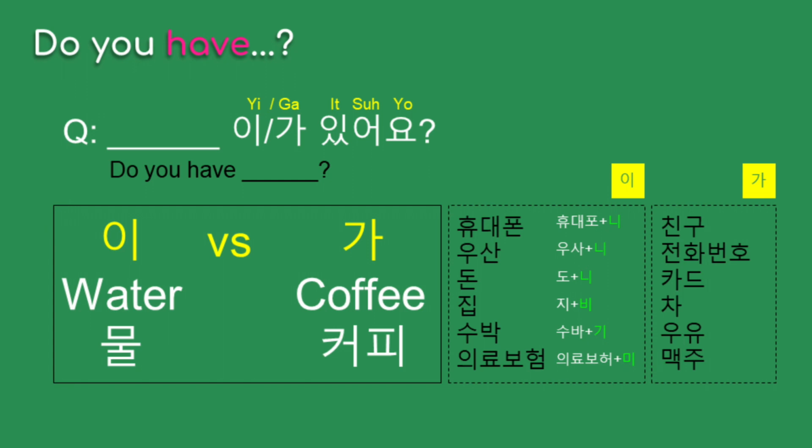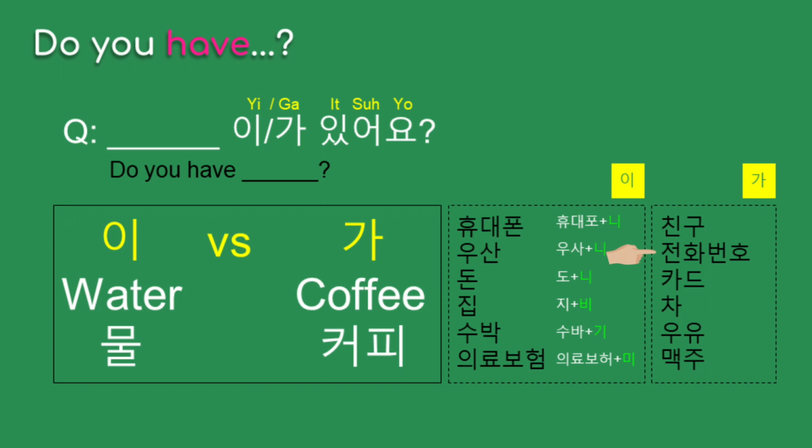And now let's practice the words with 가. These do not have 받침 at the end, so you are gonna use 가. So 친구가 있어요? 친구 means friend. Do you have any friends? Maybe in Korea you're new. Maybe people want to be friends, so you can ask. 친구가 있어요?